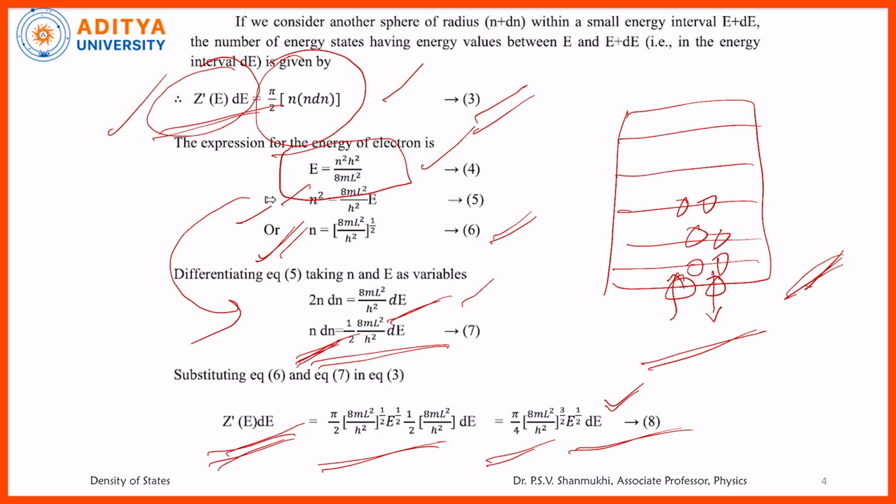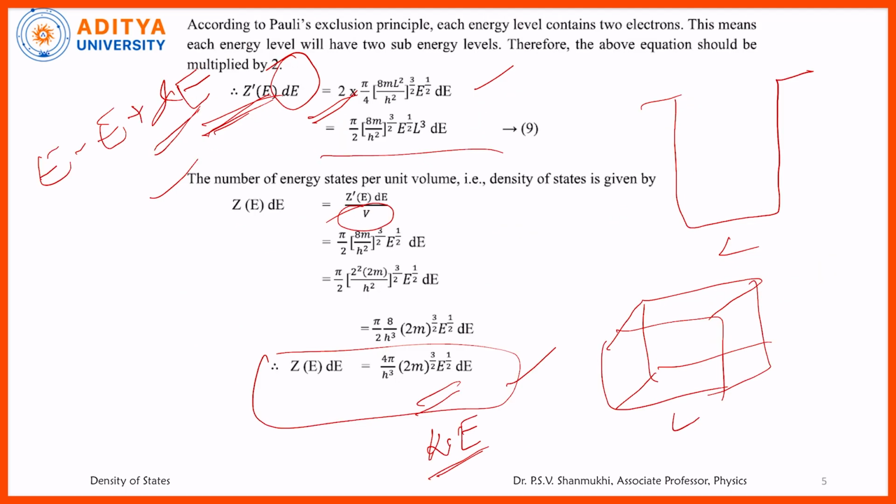Then how many energy states are there? One level is equivalent to 2 states. As per the Pauli's principle, each energy level is filled by clockwise and anti-clockwise spinning electrons. That's why the number of available energy states is given by 2 into those available energy levels. Therefore, multiplied with 2 here. Afterwards, we get this expression number 9.